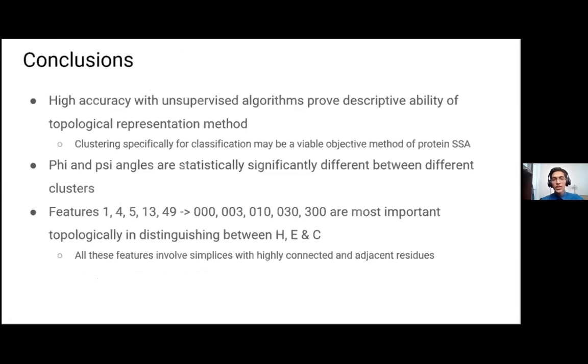Since our model achieved an 83% overall accuracy, we know that a topological representation successfully captures protein structural elements. We also found statistically significant differences in the phi and psi angles among the clusters, and we were able to pinpoint key features that allowed us to determine what types of features were most valuable in secondary structure assignment.